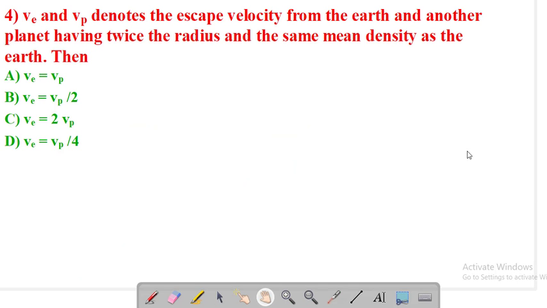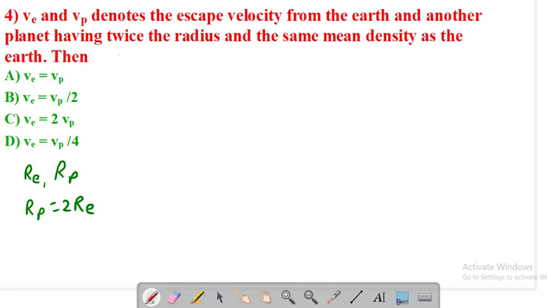So next we come to question number 4. What is given is VE and VP denote the escape velocity from the Earth and another planet having twice the radius and same mean density as Earth. So we have Earth and another planet. We need to compare the escape velocities such that the radius of that planet is twice the radius of Earth. Let us take Re as the radius of Earth and Rp as the radius of that planet. So the radius of the planet would be twice the radius of the Earth.